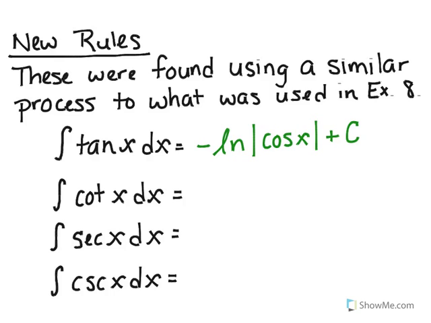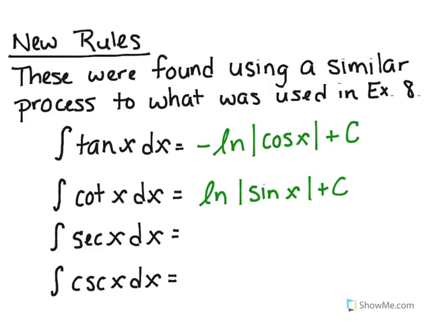Cotangent will be fairly similar. Cotangent comes out to positive natural log absolute value of sine x plus c. Right? This one ends up being positive because the u was sine x and the derivative of that was a positive cosine x, which would have showed up because cotangent is written as cosine over sine.